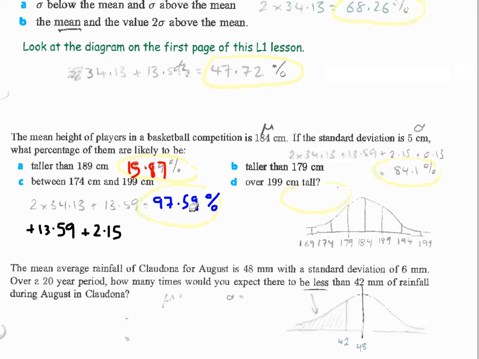Over 199 centimeters tall just means this little area out here, which when you look back on your original normal distribution, that is 0.13%, that little tiny bit outside.